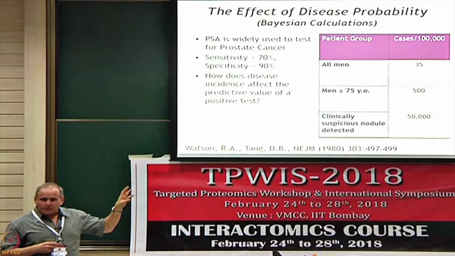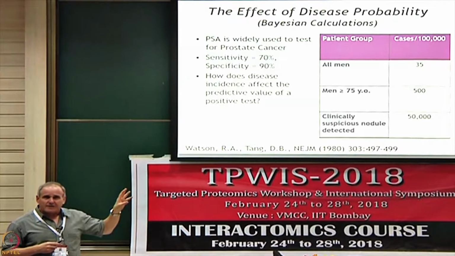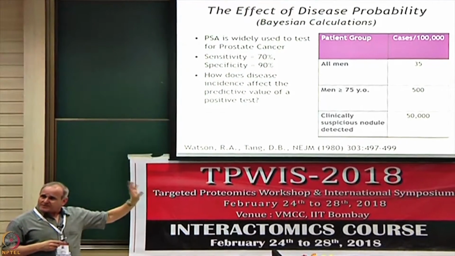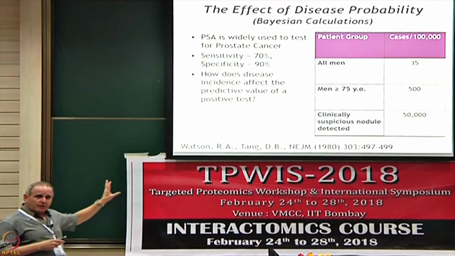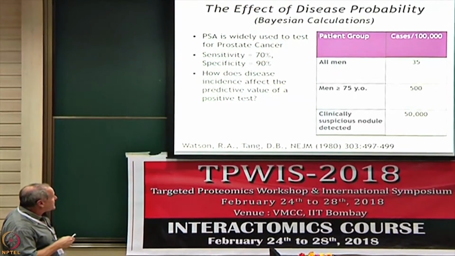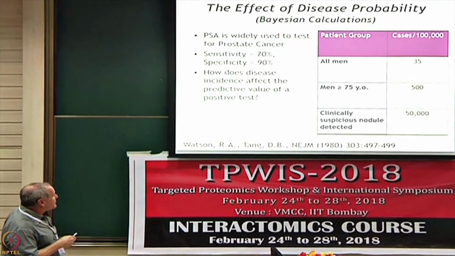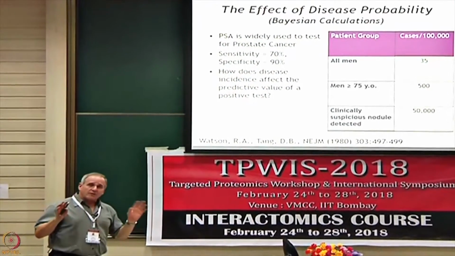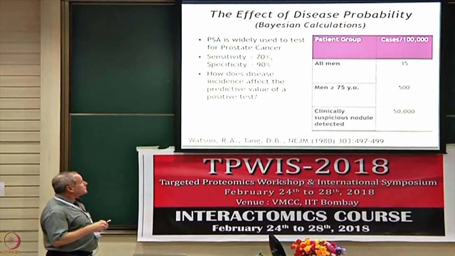When I told you before, when people publish 99% and 99%, you don't believe it. Numbers like this, that's kind of what you'd expect from a pretty good marker. So now we're going to ask the question, how does incidence or prevalence affect the positive predictive value of a test? We're going to consider 3 different populations.